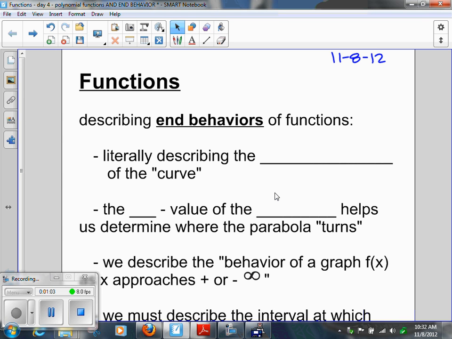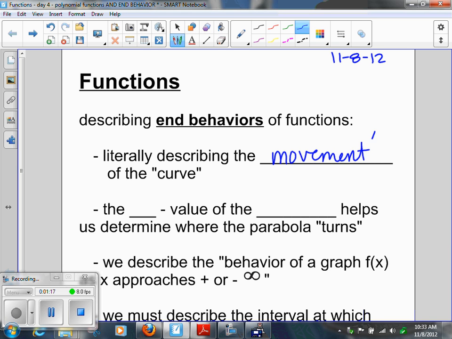All righty. Here we go. In behaviors, folks, a little bit different from what we've been thinking about. This is literally describing the movement of the curve. Okay? Now, it's not like the movement this way, but it's kind of the way the curve goes. So I'm going to call it the movement. The x value of the vertex helps us here, okay? It helps us determine where the parabola turns.